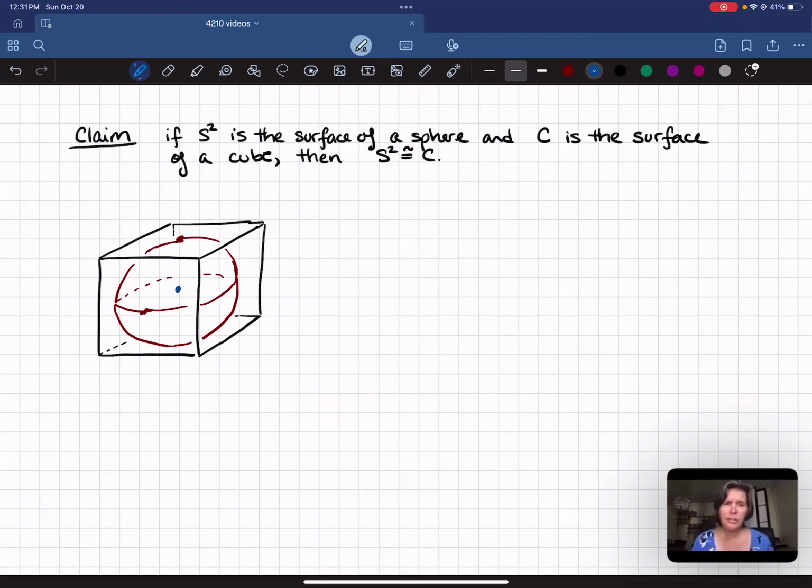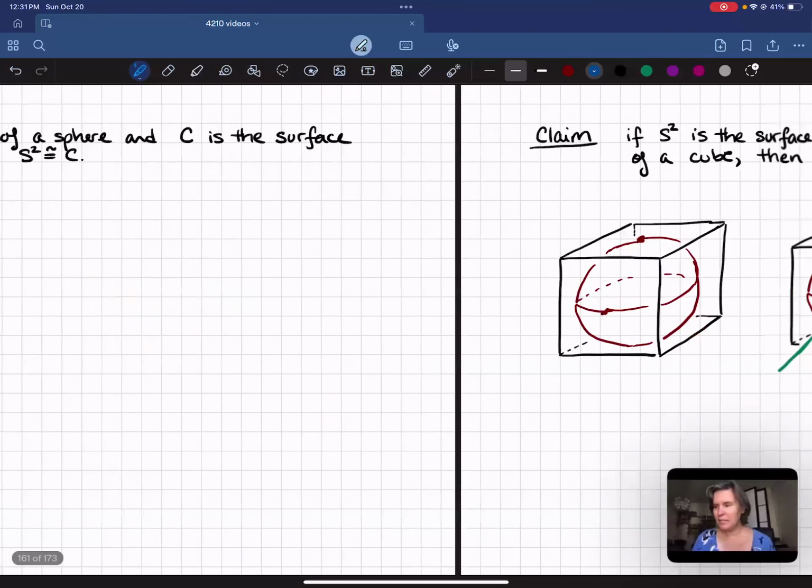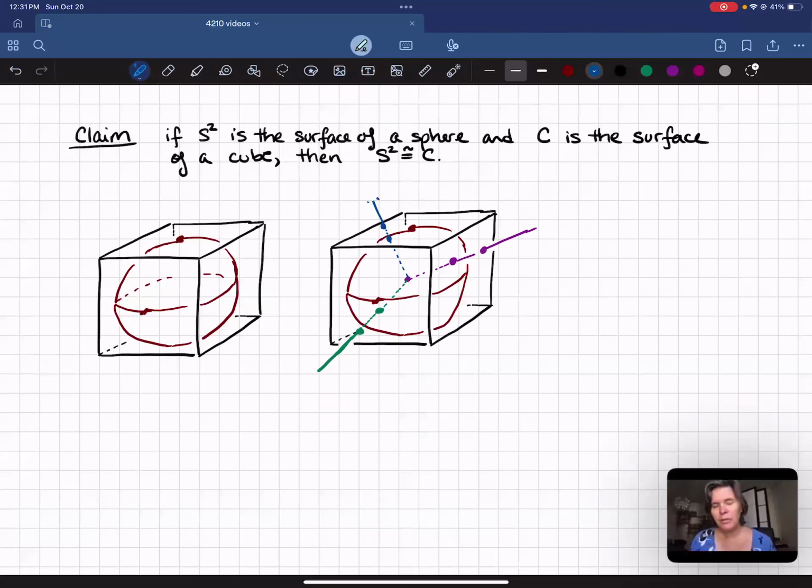So to show that they are homeomorphic, I need to find a function that either takes points on the sphere and sends them out to the sides of the cube, or a function that goes from points on the cube and sends them inside to the sphere, one way or the other. It turns out to be a little bit easier to start with points on the cube and then map them onto points on the sphere. So I've drawn some pictures here to show what I'm going to do.